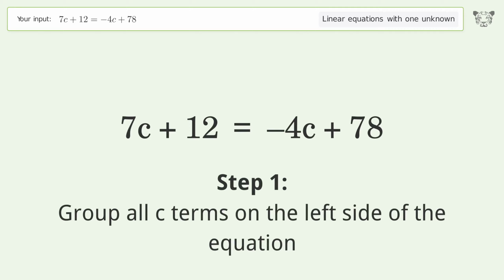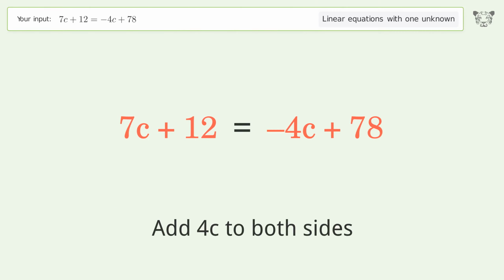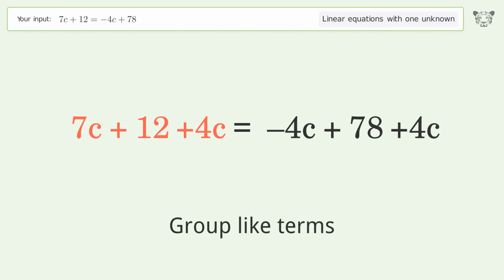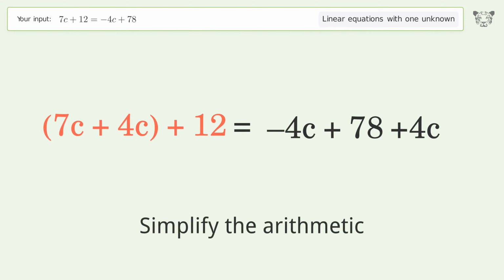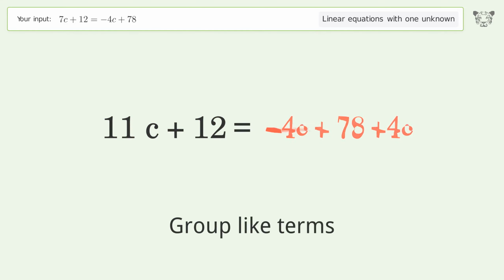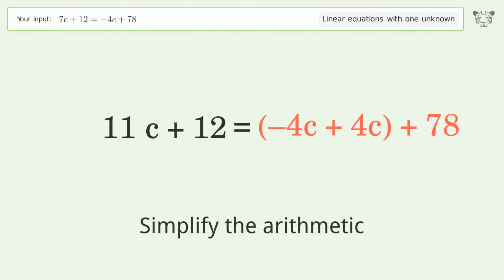Group all c terms on the left side of the equation. Add 4c to both sides. Group like terms. Simplify the arithmetic. Group like terms. Simplify the arithmetic.